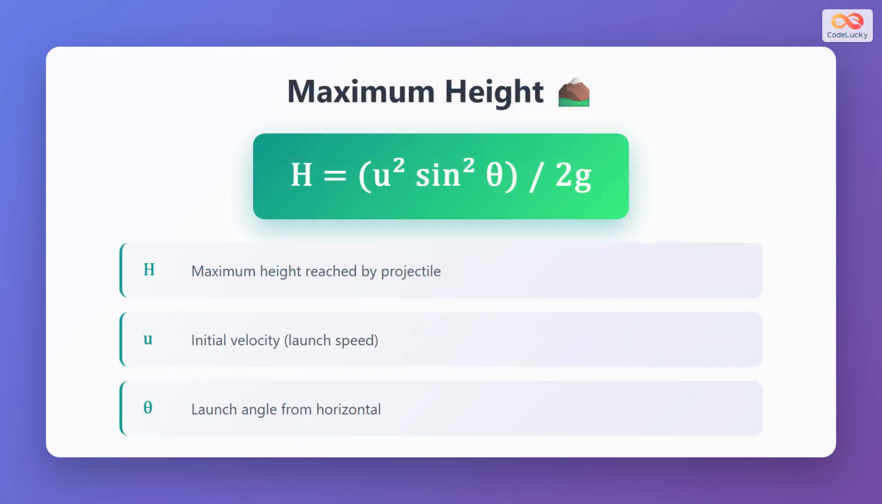Next, let's examine the formula for maximum height. The maximum height H is given by the equation H equals U squared sine squared theta divided by 2g. Again, let's understand each variable. H represents the maximum height, which is the highest vertical point the projectile reaches during its flight. U is the initial velocity or launch speed. Theta is the launch angle from the horizontal, and g is the acceleration due to gravity. Notice this formula uses sine squared theta instead of sine 2 theta. This difference is crucial because height depends only on the vertical component of velocity, while range depends on both horizontal and vertical components working together.